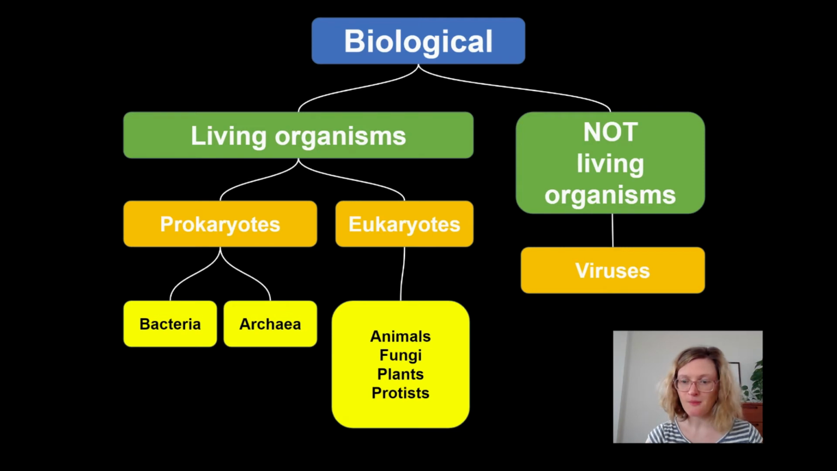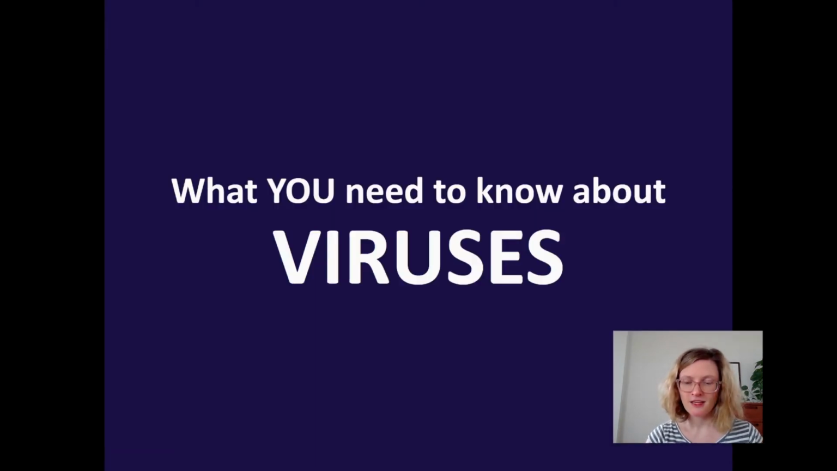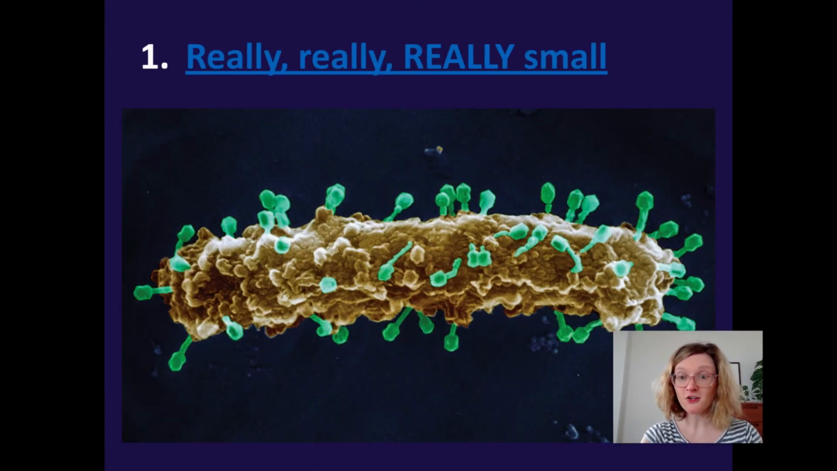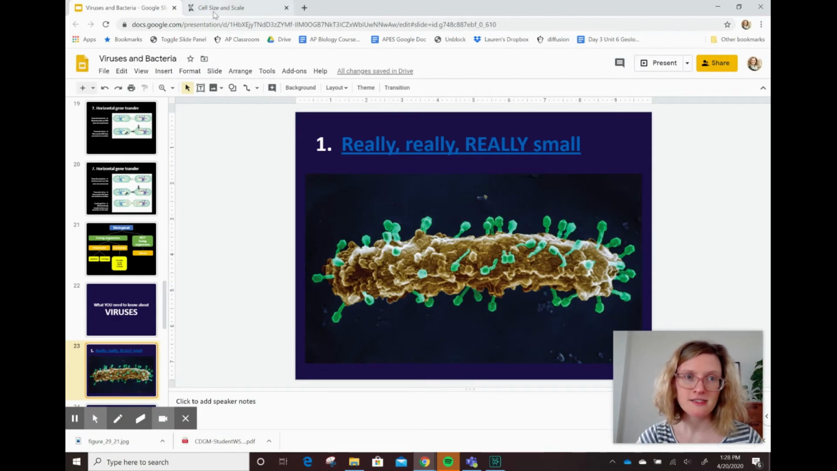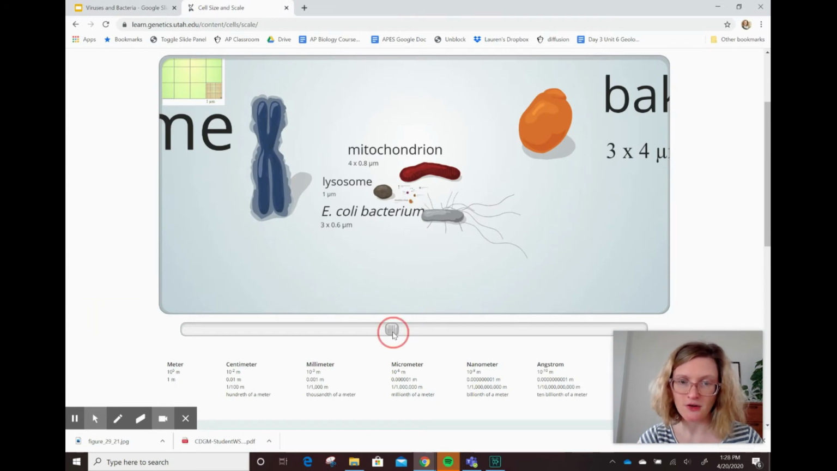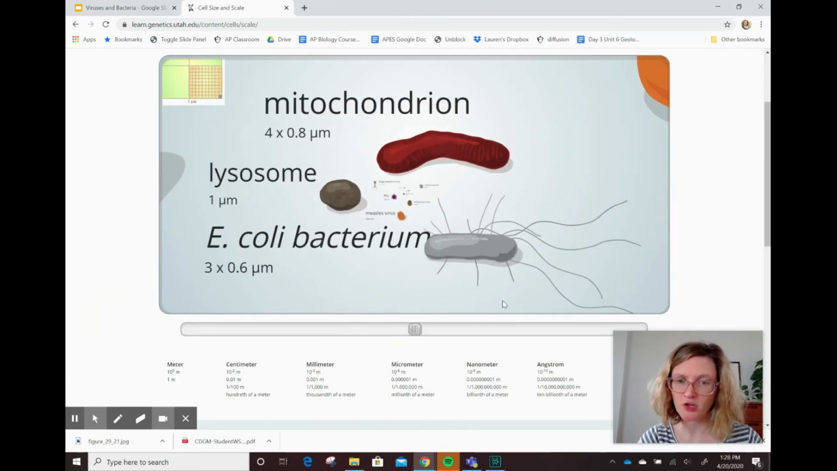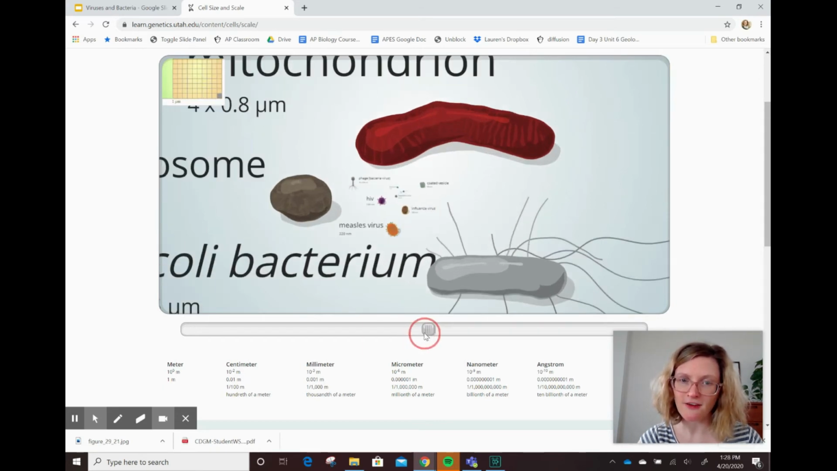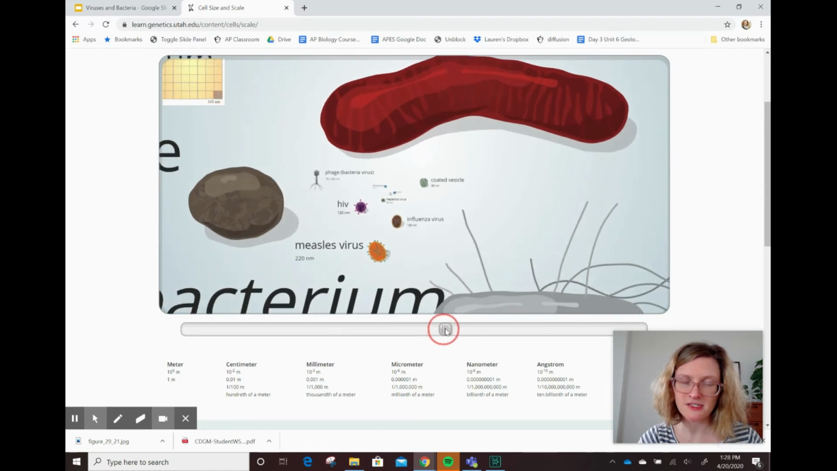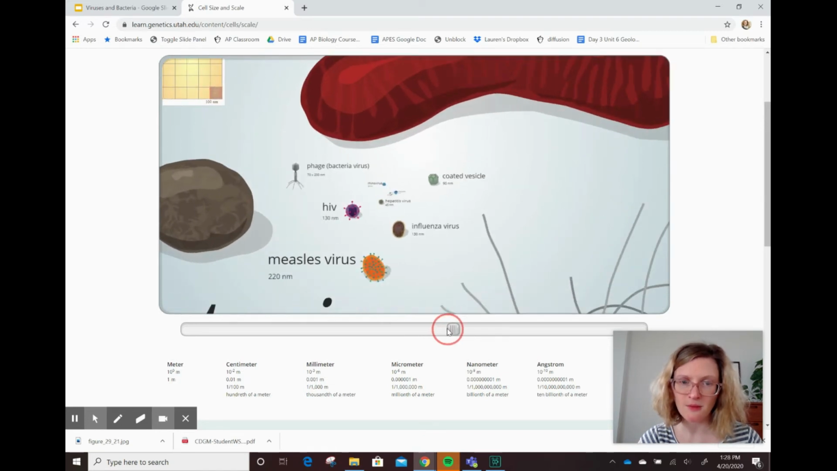Let's think now about viruses. What you need to know about viruses, the first thing is that they are really, really, really small. So let's go back to the University of Utah size and scale demo here. So we had finished here where we were looking at a bacteria and a mitochondrion. We need to keep on zooming in to see viruses. Here you can see some viruses and they're hundreds of times smaller than a bacteria.